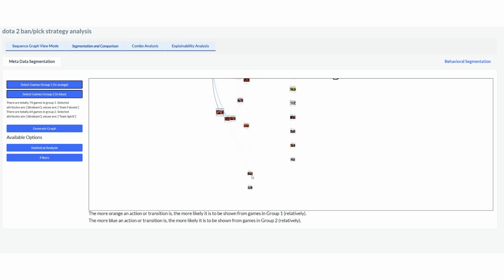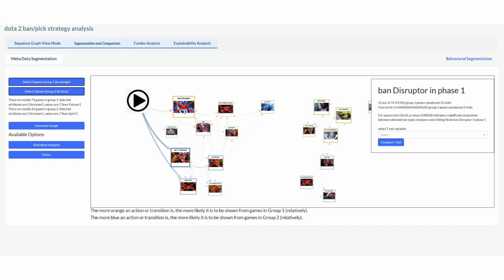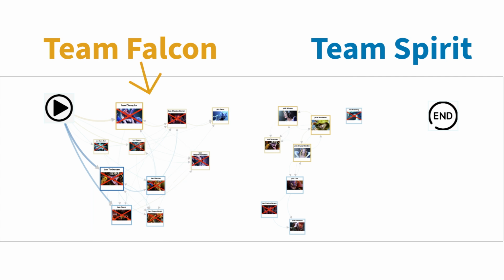For example, if Ban Disruptor in Phase 1 is orange, Falcon bans Disruptor much more often than Spirit. Compared to Ban Magnus in Phase 1, Ban Disruptor in Phase 1 is in deeper orange, meaning the difference is larger. From this, we see that Team Spirit often bans Timbersaw, Batrider, Doom, and Dragon Knight first, while Team Falcon prefers Disruptor, Shadow Demon, Templar Assassin, Magnus, and Storm Spirit.